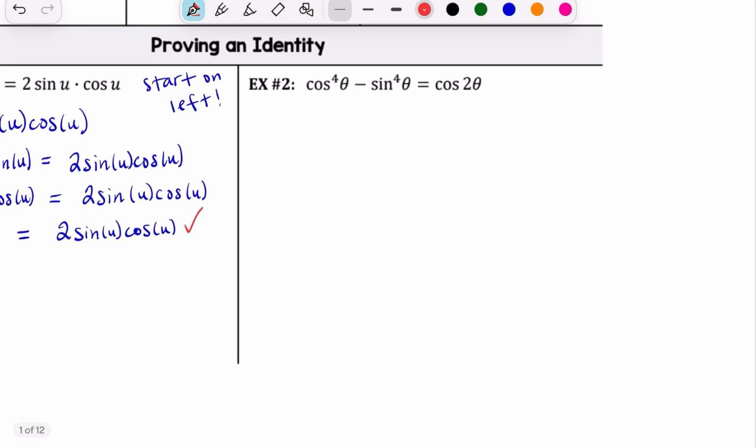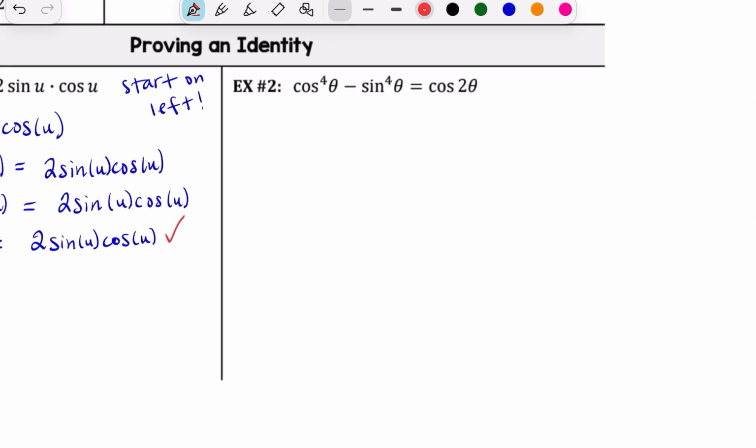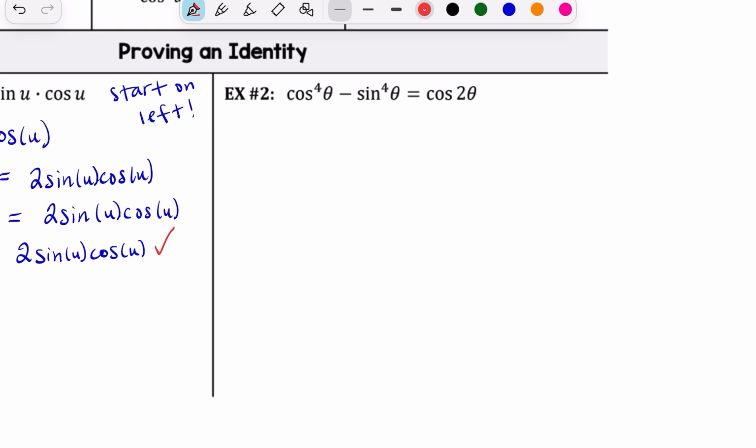All right, example number 2. We want to prove that the cosine to the fourth of theta minus sine to the fourth of theta equals cosine 2 theta. All right, so we have a double angle expression on the right side, but in this case, we're still going to work on the left side, actually. So I'm going to start on the left.